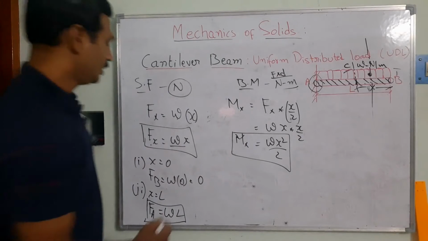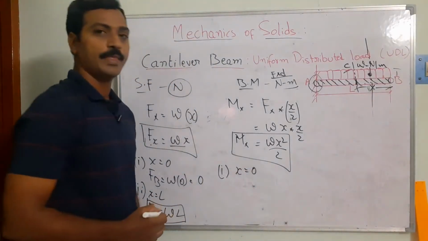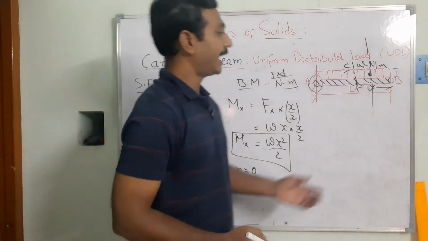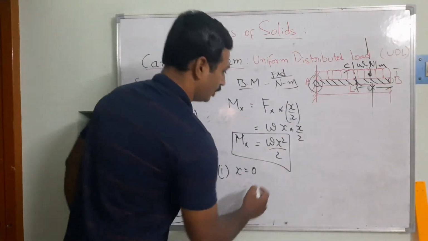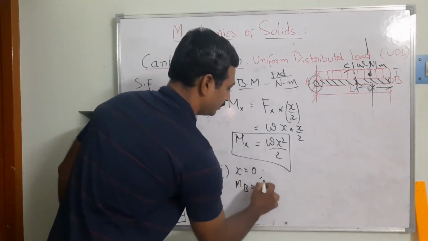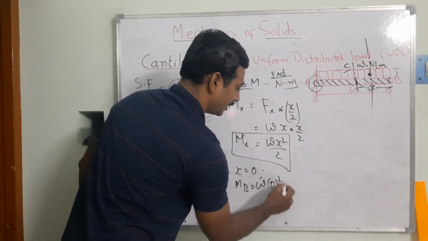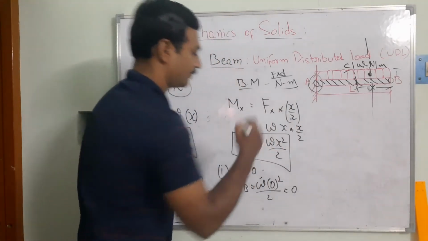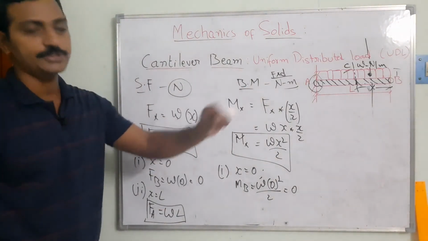For the boundary condition, the first case is x is equal to 0. When x is equal to 0, I can find out the bending moment at B. That is MB is equal to W, the distributed load, into 0 square by 2. Finally I am getting 0. The bending moment at B is equal to 0, and the shear force at B is also equal to 0.